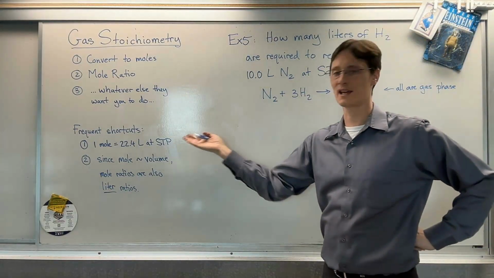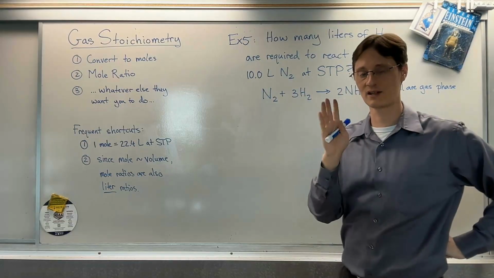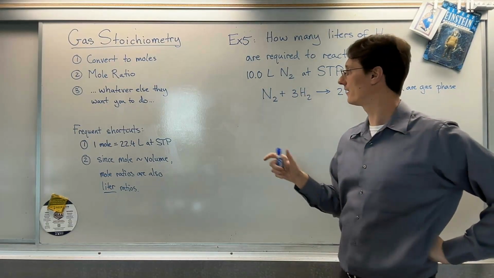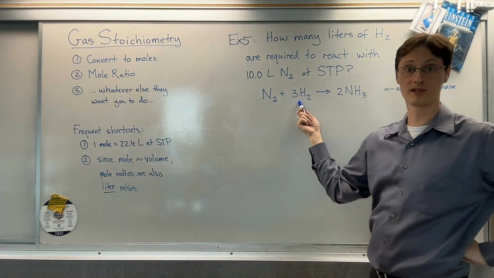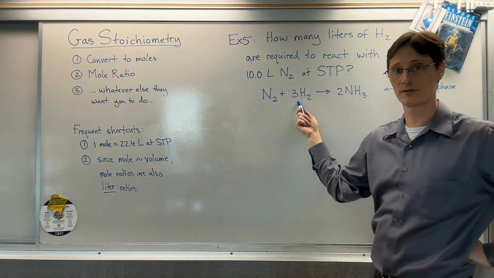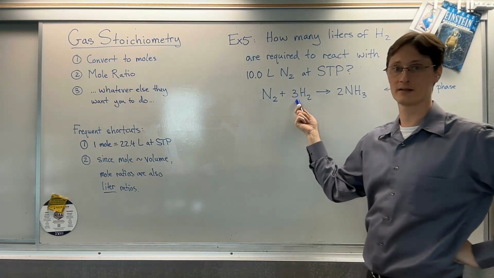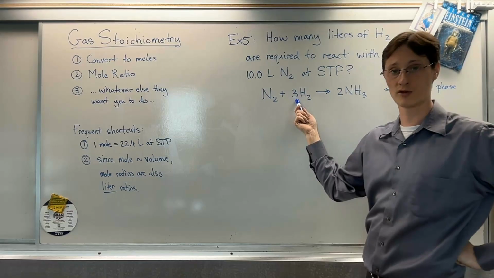1 mole of gas at STP is 22.4 liters. So that means that there is a specific relationship between moles and volume. Therefore, if 1 mole of this reacts with 3 moles of this, it's also going to be true that 1 liter of this reacts with 3 liters of this, because moles and volume are directly proportional.